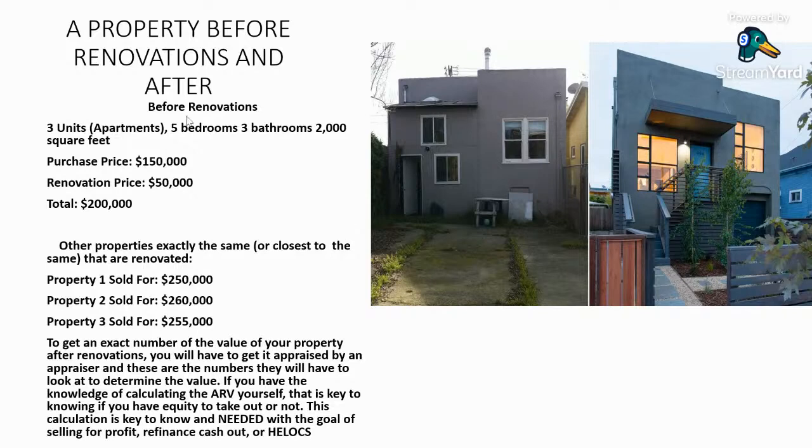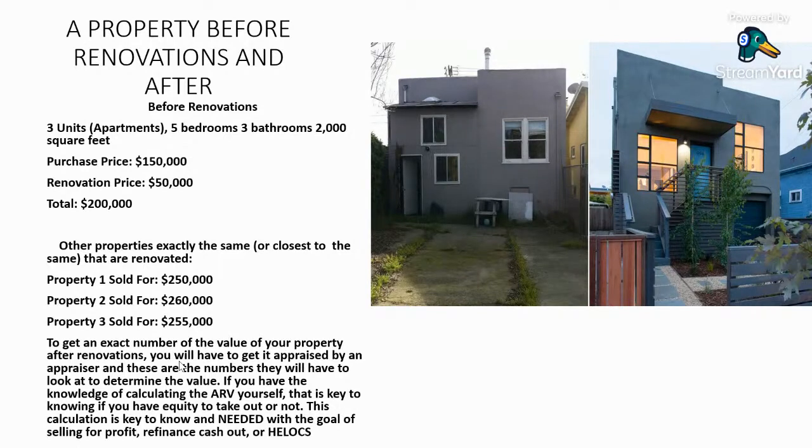Okay, so let's go on to what it says down here. It says, to get an exact number of the value of your property after renovations, you will have to get it appraised by an appraiser, and these are the numbers they will look at to determine the value. All the calculations I just did right now, that's what an appraiser does to determine the value of the property. Reading on, it says, if you have the knowledge of calculating the ARV yourself, that is key to knowing if you have the equity to take out or not. This calculation is key to know and needed with the goal of selling for profit, refinance, cash out, or HELOCs.